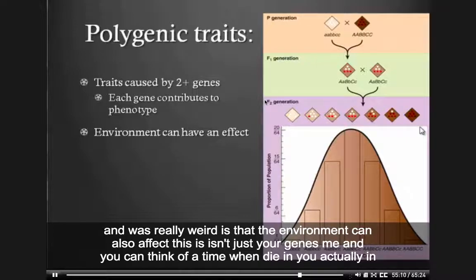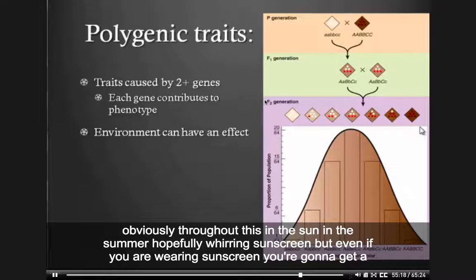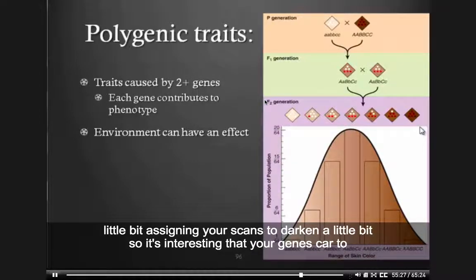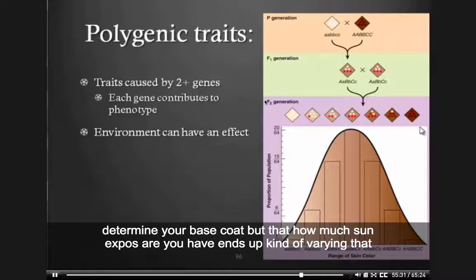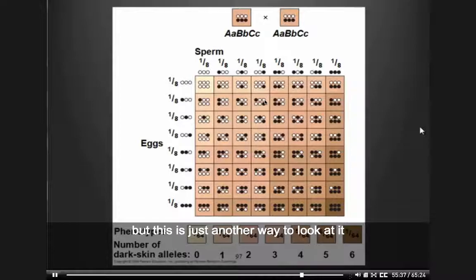I mean, you can think of a time in the year when your skin tends to be darker than at other times of the year, right? Obviously, if you're out in the sun in the summer, hopefully you're wearing sunscreen, but even if you are, you're going to get a little bit of sun and your skin's going to darken a little bit. So it's interesting that your genes determine your base coat, but how much sun exposure you have ends up varying that.